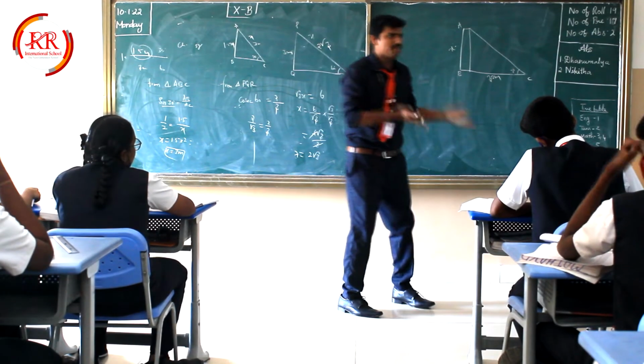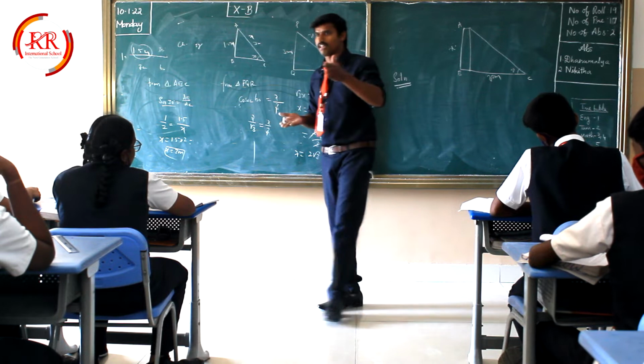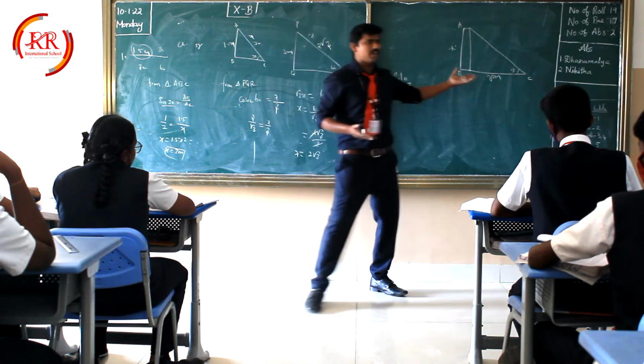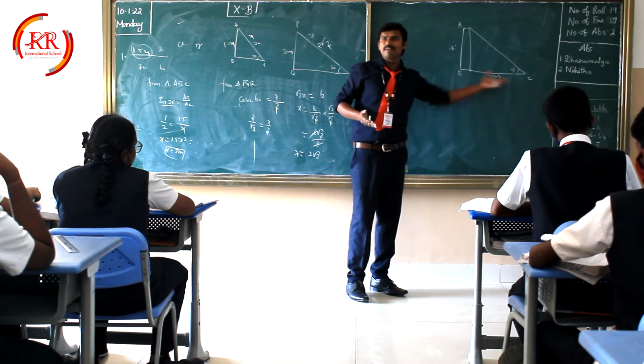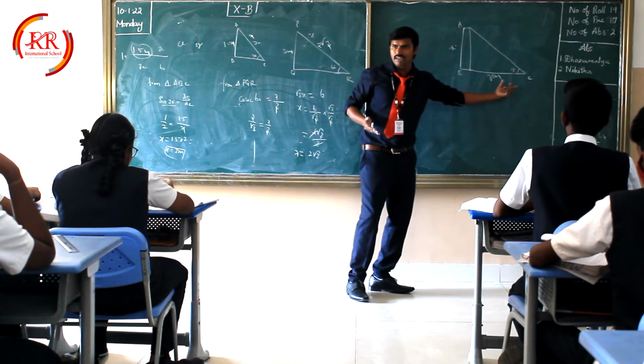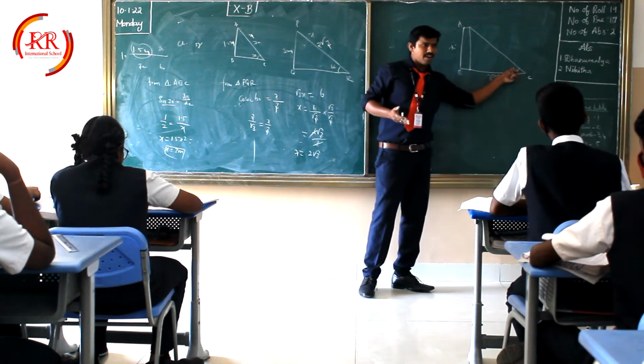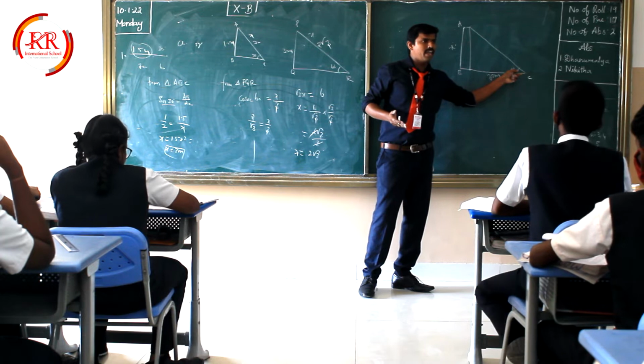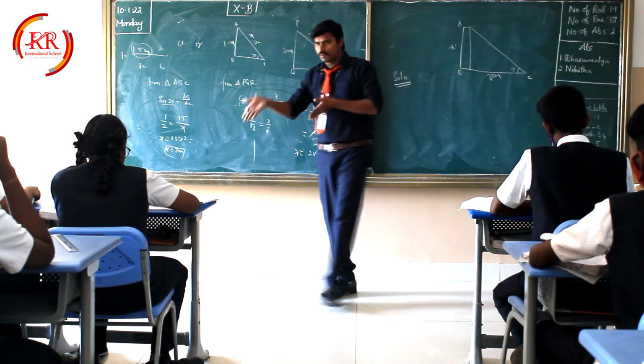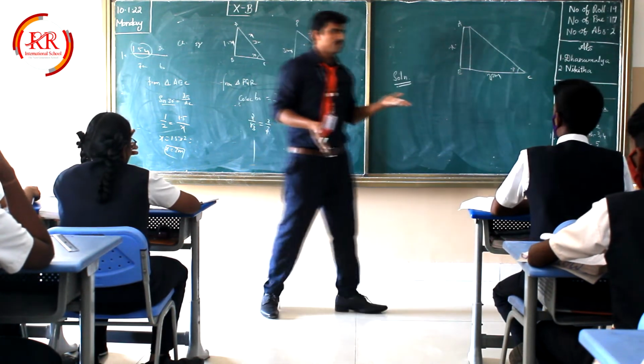Which ratio can be used? That's the main thing. As for the given information, what are we given? The base is given, and we have an angle also, which is 30 degrees, and we need to find the opposite side.